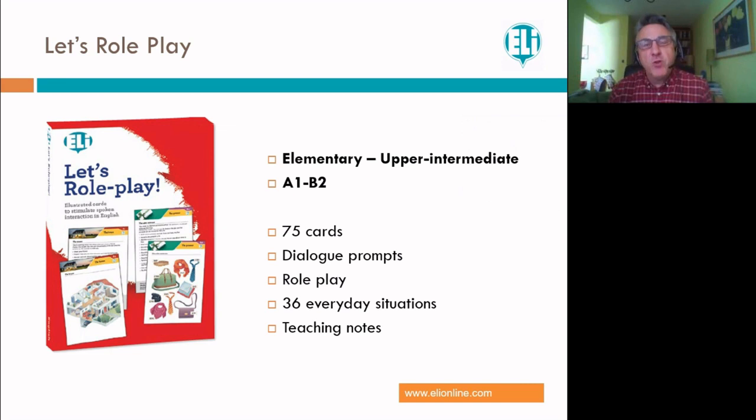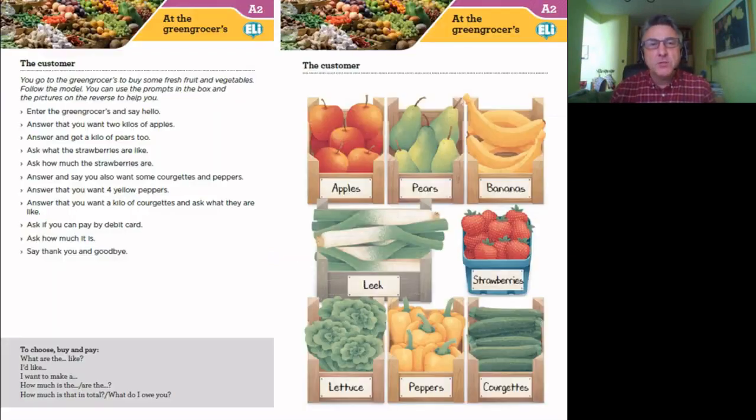And finally, let's role play. Similar idea, one picture, or rather picture prompts for pairs, or in some cases threes, where the students have a prompted role play. So this is for lower levels up to upper intermediate, so elementary to upper intermediate, 75 different themes in everyday situations. So at the greengrocers.